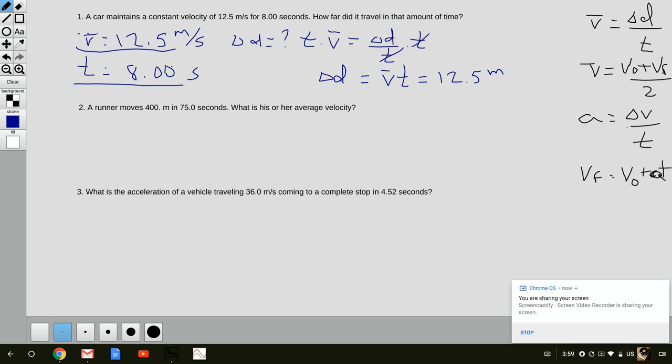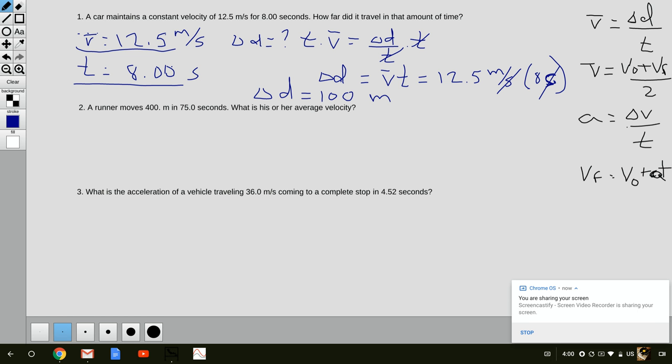So this becomes 12.5 meters per second times 8, and I'm going to forego the zeros for now just because I need the room. And so I've got seconds here that cancel with those seconds, and so I end up with a displacement of 8 times 12.5, which is 100 meters.